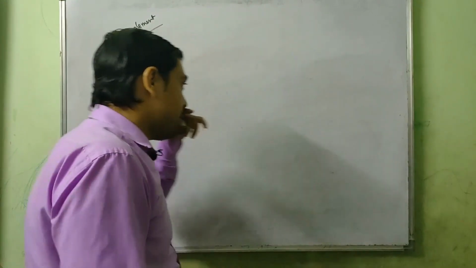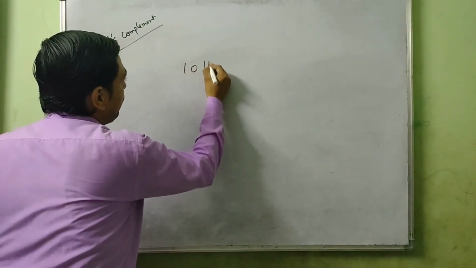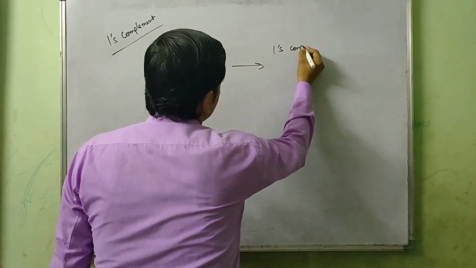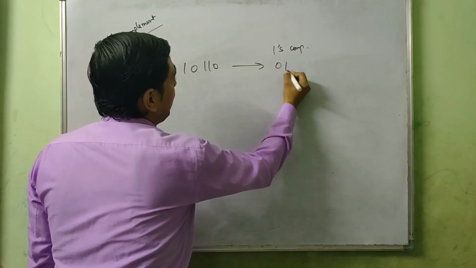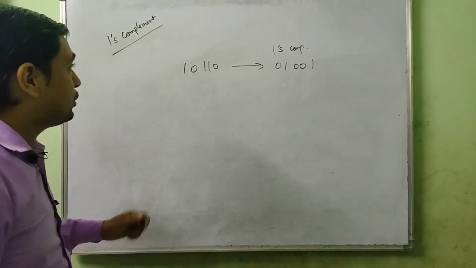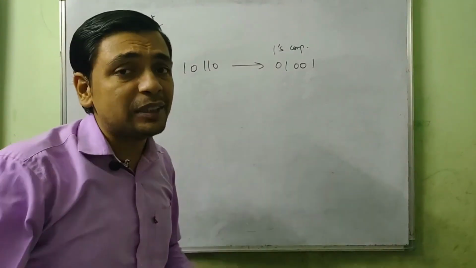For example, if a binary number is 10110, what will its 1's complement be? Its 1's complement will be 01001. Okay, so I hope you understood how to get a 1's complement.